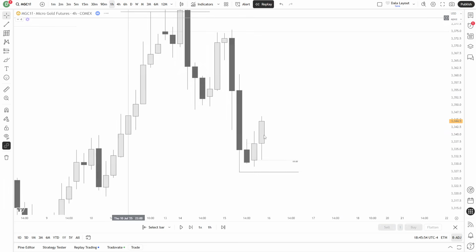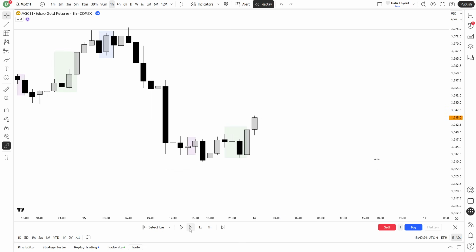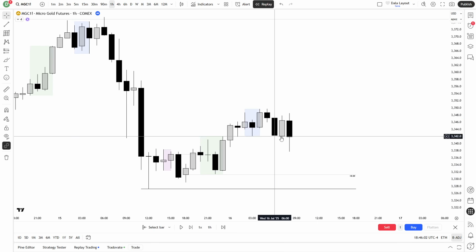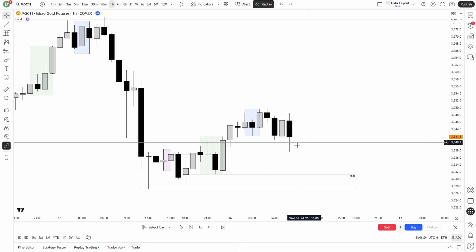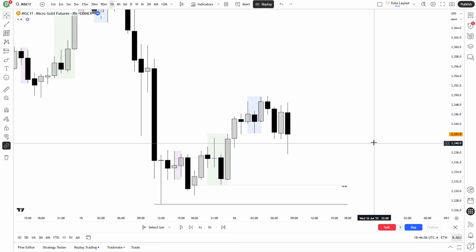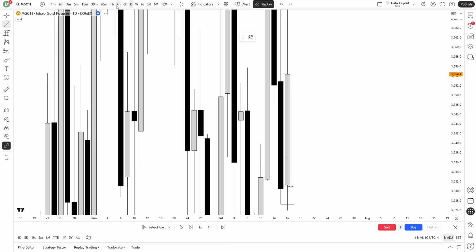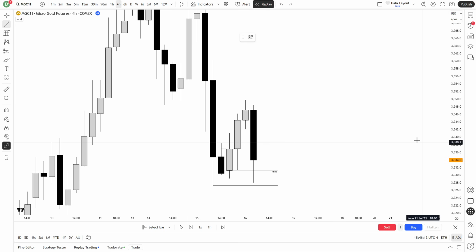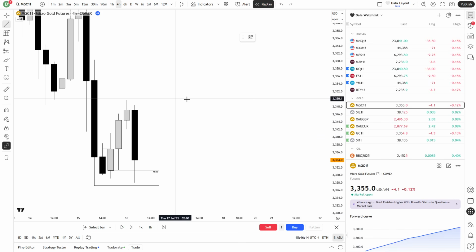But let's skip to 6 a.m., where the trade actually started presenting itself, between 6 and 10. That's where the trade was forming. So if we go back to the 4 hour time frame, something to note here is how the 4 hour candles were forming.